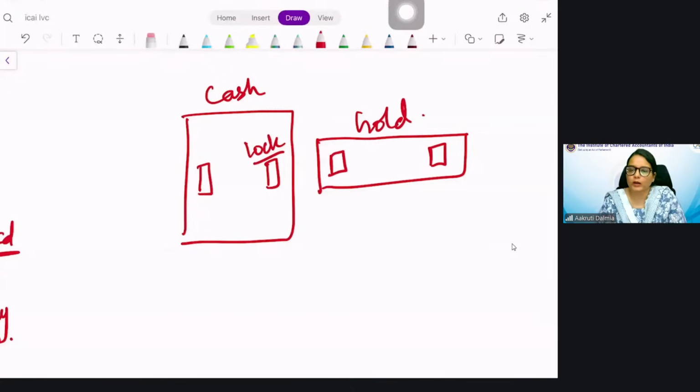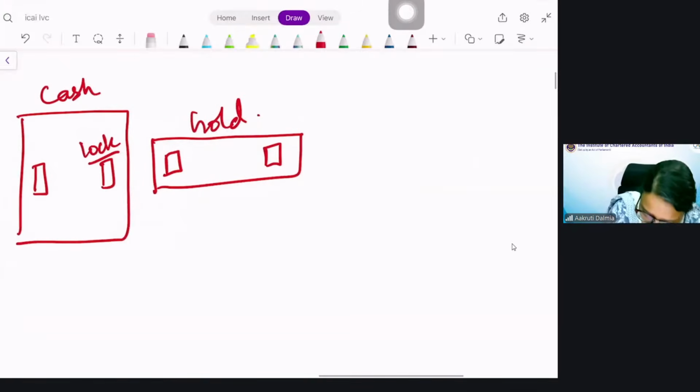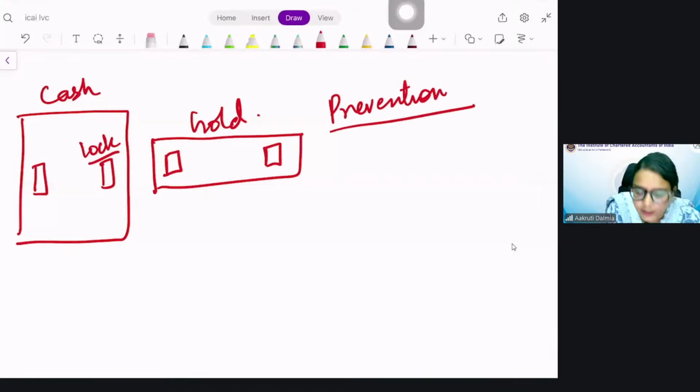What is this? This is prevention. What is this internal control trying to do? What is the purpose of this internal control? Prevent people from touching the cash or gold.